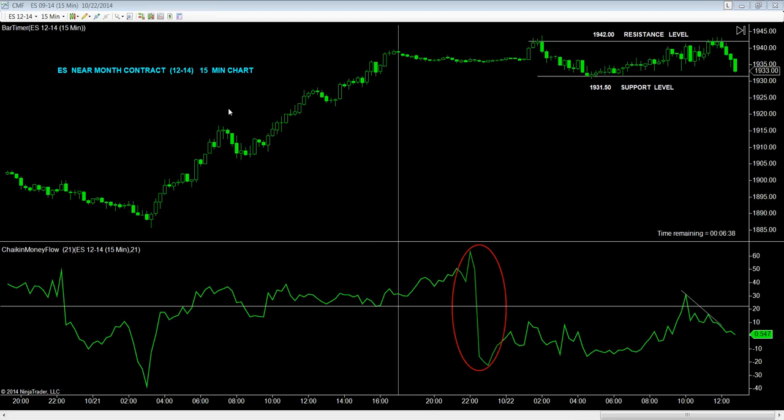It is now 12:38 p.m. Eastern Standard Time on October 22nd, 2014. You are viewing a 15-minute chart of ES near contract month, December 2014. That is the S&P 500 E-mini futures 15-minute chart, the near contract month being traded again, December 2014. The current prices are trading mark to the market in real time at 1933.75.